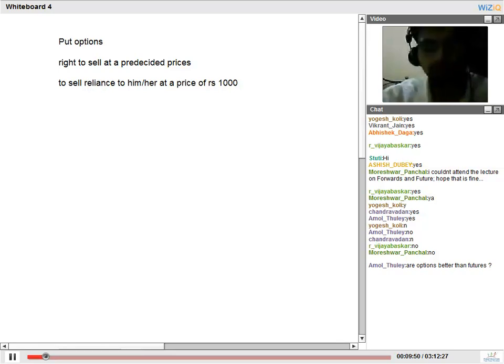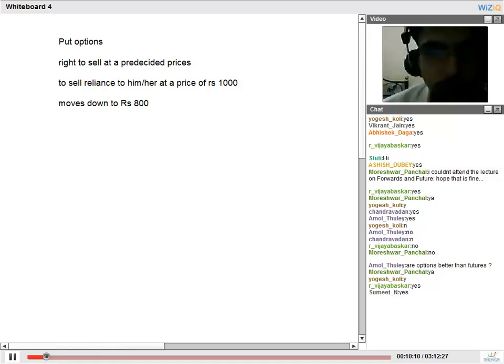When will I exercise? Let's assume the price actually moves down to rupees 800. Actual price is rupees 800. Will I exercise the option to sell to the counterparty at 1,000 rupees? Yes, because in the market I can only sell at 800. Remember, in the call option we did not exercise. We'll rather buy from the market at 800. In this case, we'll rather sell to the counterparty at 1,000 than sell in the market for 800.